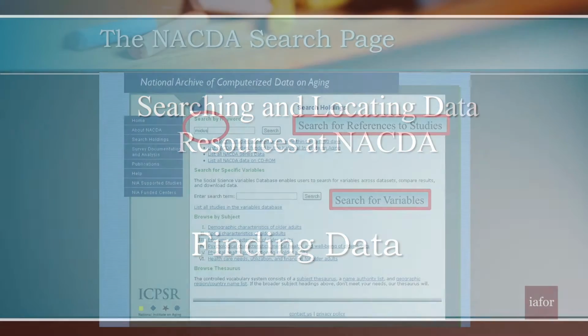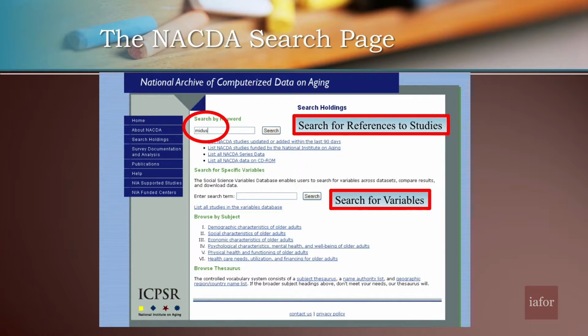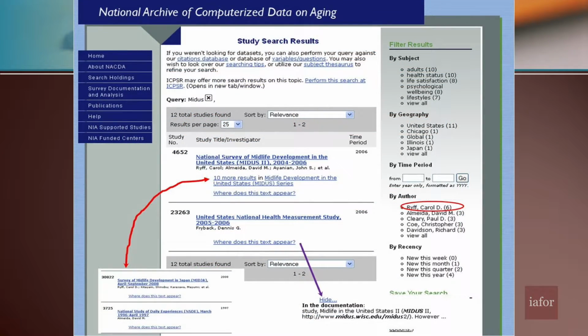The NACDA webpage is really the starting point for most things. You go to the webpage and there's search fields. You can search for specific studies. In this case, if you know the name of your study, MIDAS here, or you can also search for variables. We'll touch on the variable search in a moment. But if we know the name of the study, we just put it in there. And it immediately pulls up the study search results.